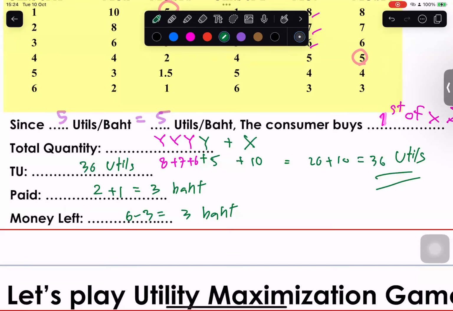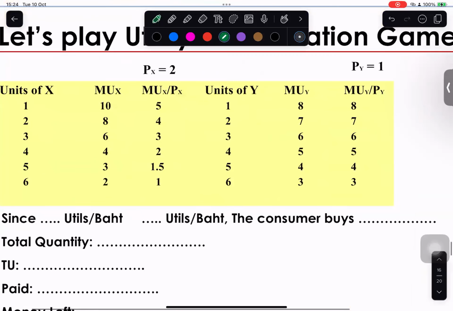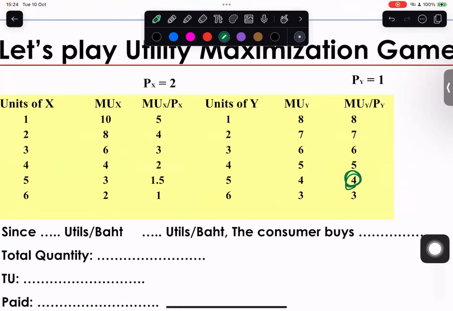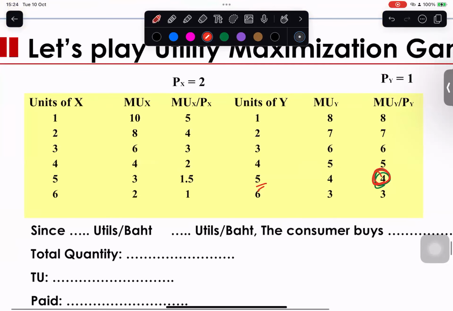Okay, this fourth round is about already got 4 Ys plus 1 X. So next question to him, should he buy the second unit of good X or should he buy the unit number 5 of good Y? Okay. So let's circle what he has to do. The unit number 5 generates MU over P equal to 5. Unit number 2 of good X generates MU over P equal to 4 again. 4 equal to 4.